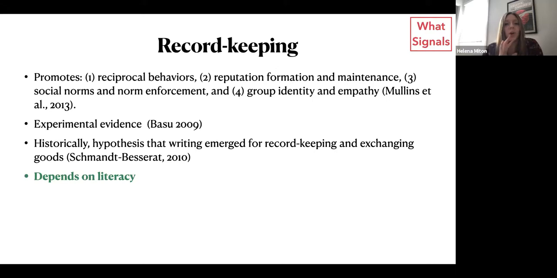So we're almost done with the cultural practices. And record keeping has been argued to promote reciprocal behavior, reputation formation, maintenance of social norms and norm enforcement, as well as group identity and empathy. There's a bit of experimental evidence for how record keeping actually helps in economic gains. And historically, you also get this hypothesis that writing emerged for record keeping and exchanging goods. Here, really, the idea is just that record keeping is another form of artifact or signal you can use to trust instead of trusting a person.